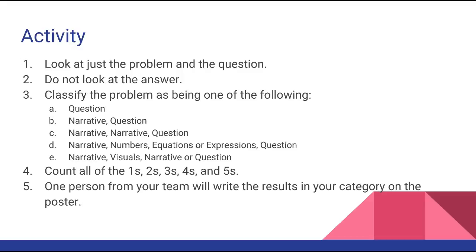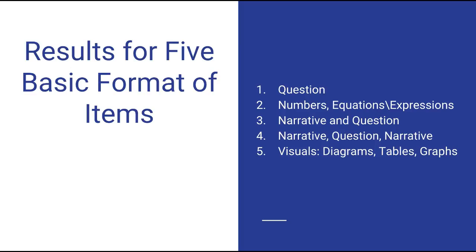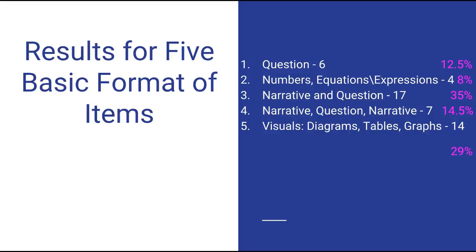If we were to do this activity with all of the items per reporting category, what do you think we would have the most of from these 5 different types of questions? Well, let's look. Here are the results of the 5 basic formats of items. A question, there were only 6 items, which is 12.5% of the test. Numbers, equations, and expressions, there were 4 items, which is 8% of the test.